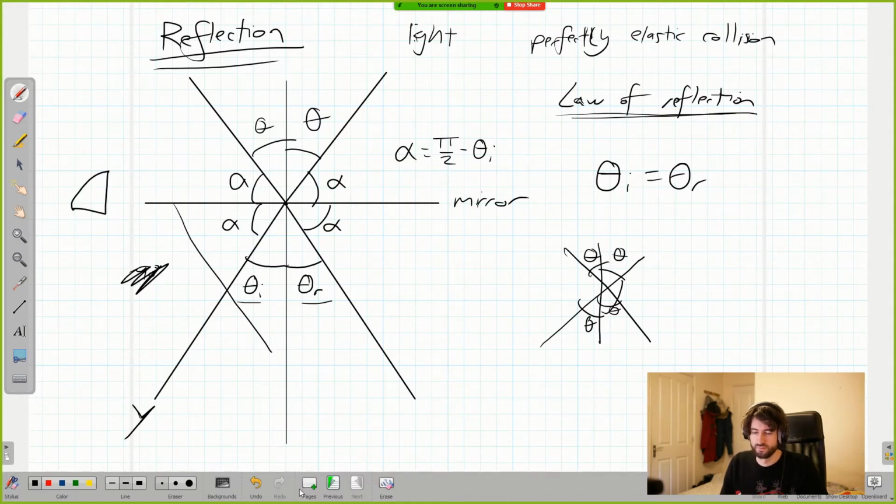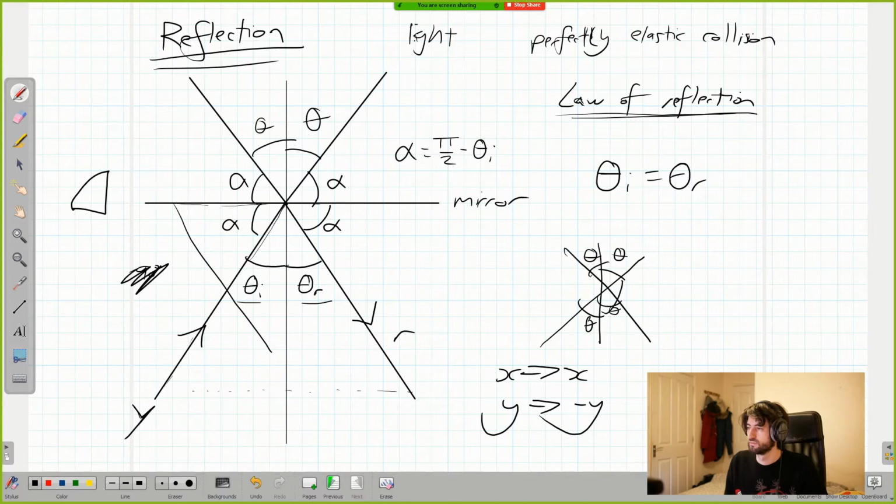Okay, so you'll notice that this vector here, the attacking vector, let's call it, and the returning vector have the same x component. The x is going at the same speed, but the y up to this point becomes minus y. So originally it was here, now it becomes here.